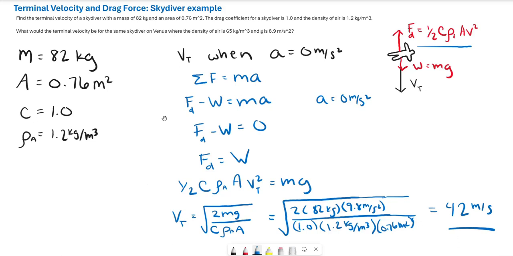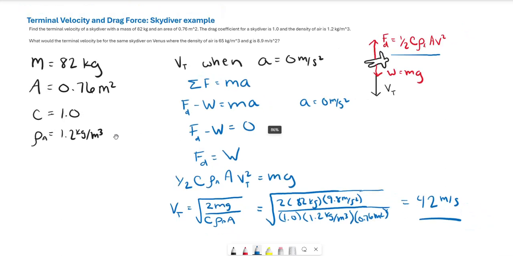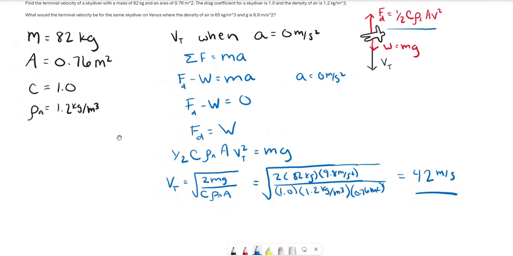Okay, so now let's compare this to the terminal velocity on Venus, where the air is obviously much thicker, much denser. And because Venus is a little bit smaller, our acceleration due to gravity is also a little bit smaller. So let's go ahead and first we'll write down our values for Venus.